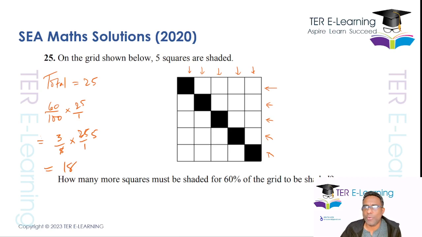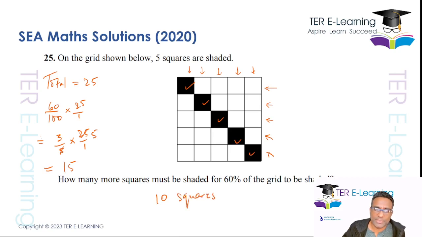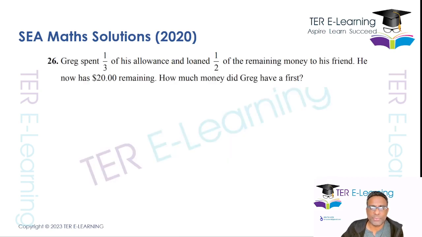They want to know how many. Sorry, why am I saying 18? It's 15. 3 5s are 15, right? So 15 squares need to be shaded. Now, if you look here, you have 1, 2, 3, 4, 5, so therefore you need to shade 10 more squares, right? So the answer should be 10 squares. So that's 25. Question 26.